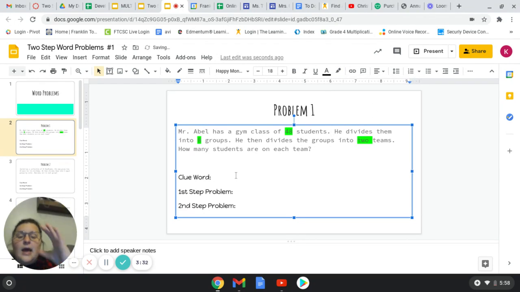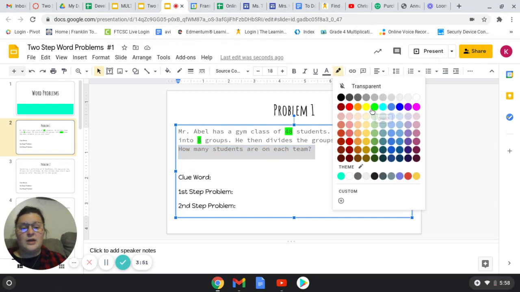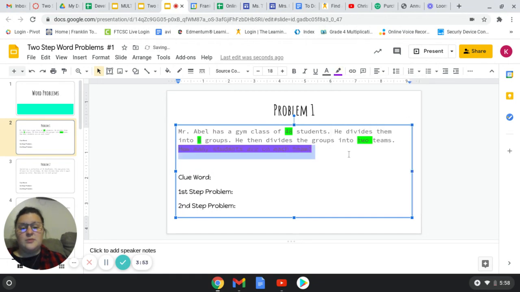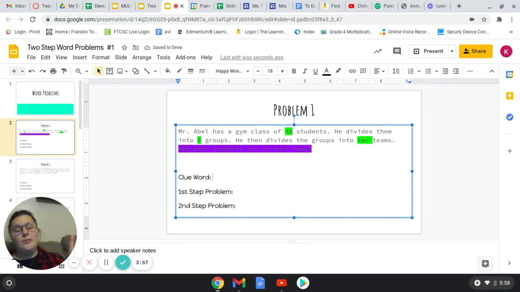Okay, and so my next step, I've circled my numbers, and I now need to underline or highlight my question. And my question is, how many students are on each team? So that is what I'm trying to figure out. Okay, so I've done my C, circle my numbers, and I've done my U, which is underline my question.